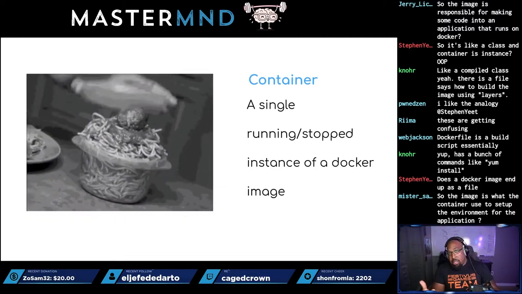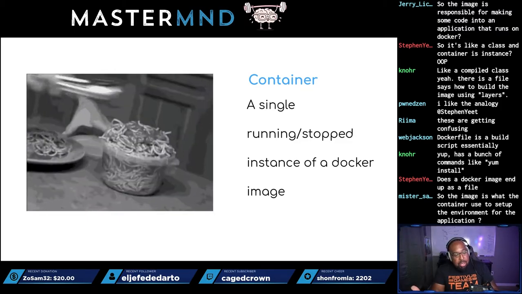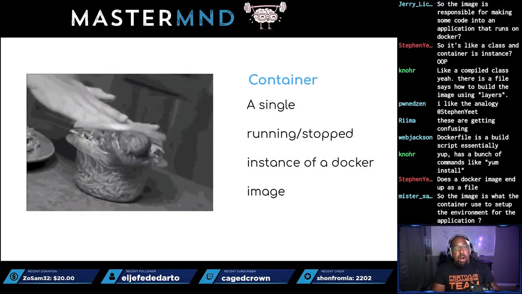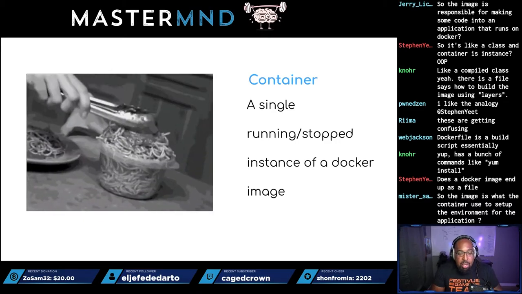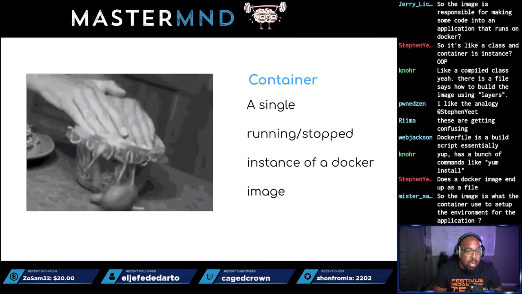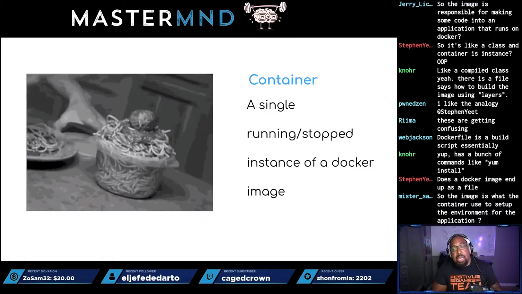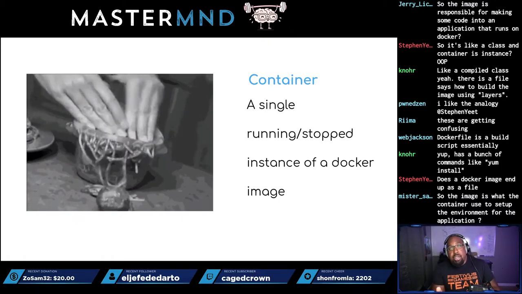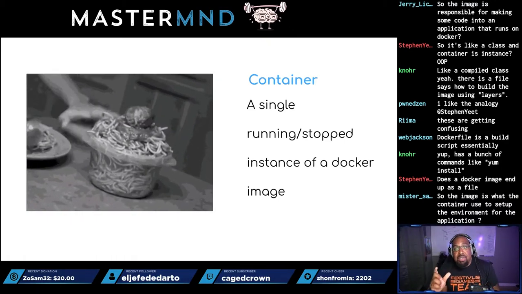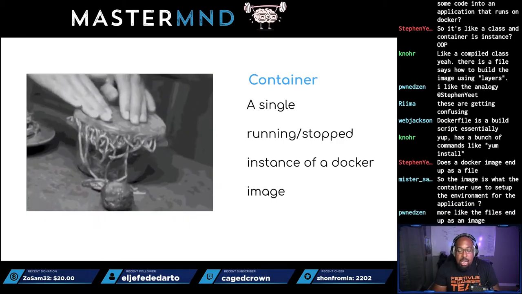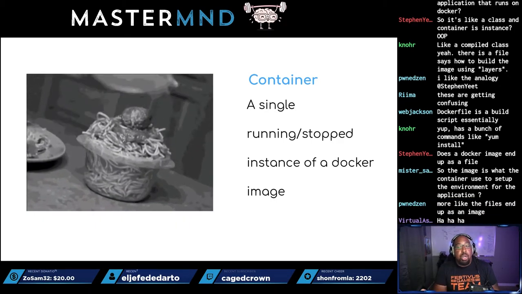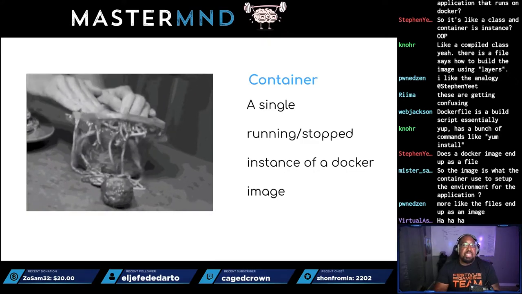And once you have the image, this is when you can now use a container. So an image is not a container. An image, again, is just that DVD. A container is what happens when you put the DVD into that DVD player. A container is a single running or stopped instance of a Docker image.